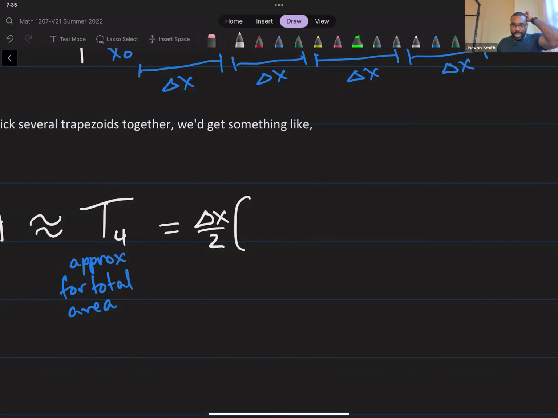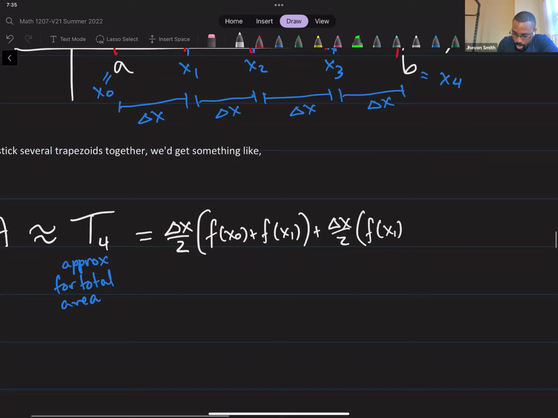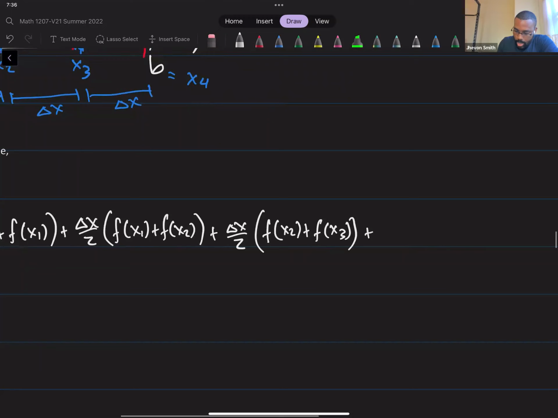Okay, all right. So these formulas would look something like, I'm just adding up these guys. So here I would have f of x0 plus f of x1 plus delta x over 2, f of x1 plus f of x2 plus delta x over 2, f of x2 plus f of x3 plus delta x over 2, f of x3 plus f of x4. And would actually end there.